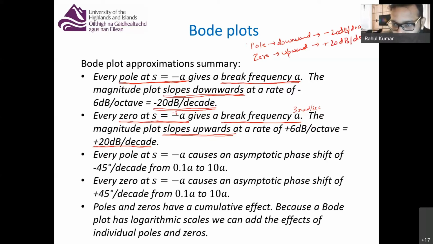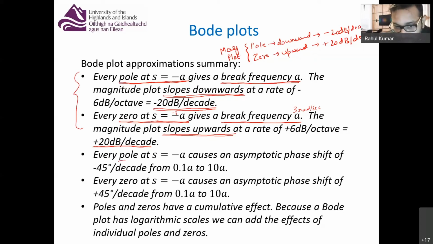So this is about the magnitude plot. Remember, in a Bode plot you have two plots. The first is your magnitude. So this is about the magnitude plot. Now let's talk about the phase plot. Again, let's see the effect of poles and zeros.